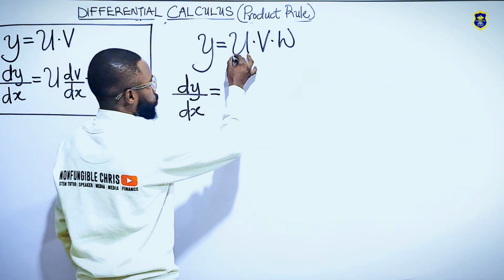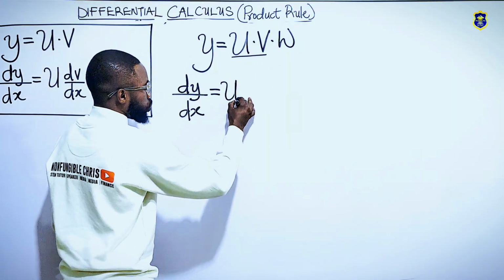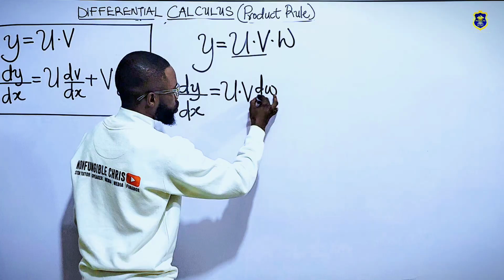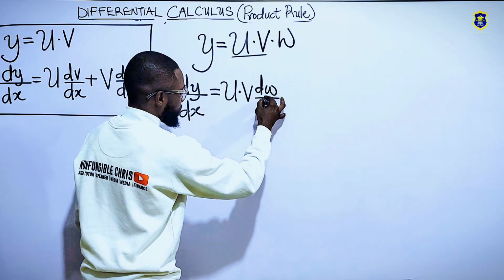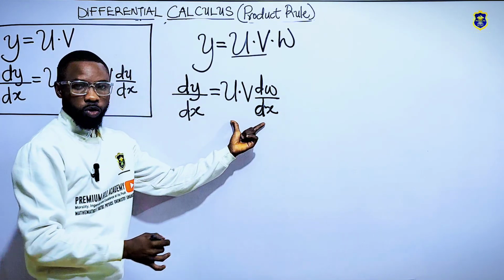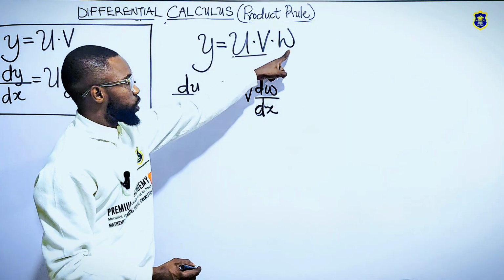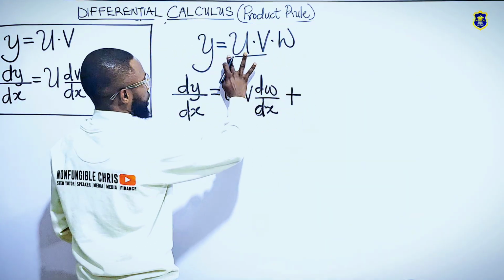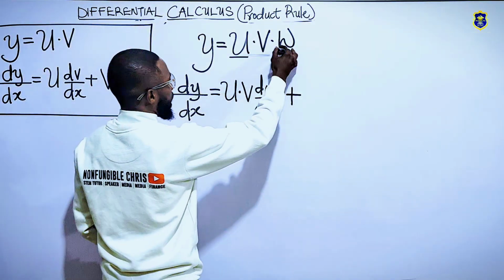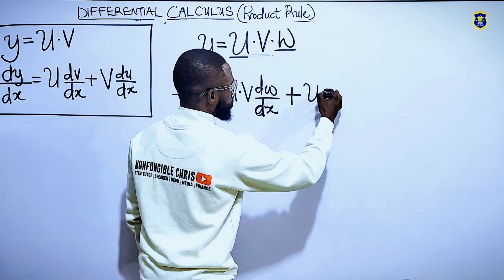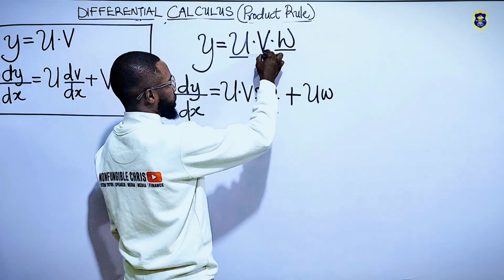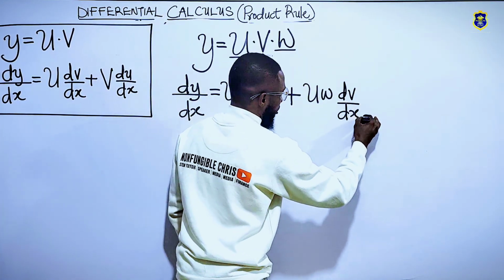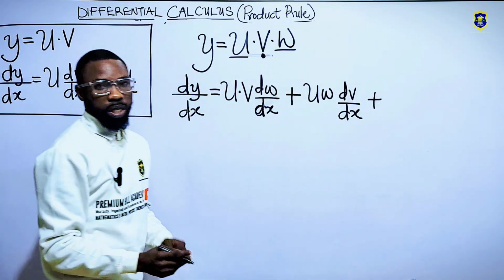We are going to take these two first. It's going to be u times v, and then we'll differentiate w, dw over dx. That'll be the first one. Right, we'll take 2, differentiate the third one, plus we select another 2. Let's select u and w. So we have u, w, and then we differentiate this v, dv over dx. And then the last, we're going to take the remaining 2.